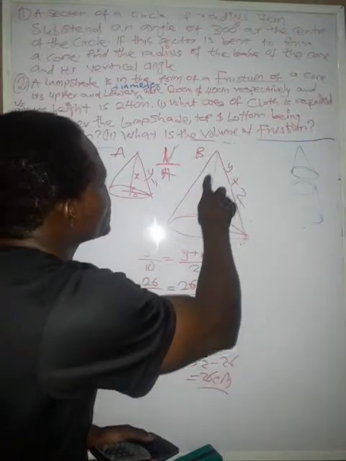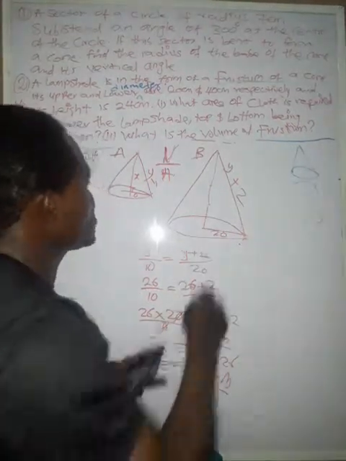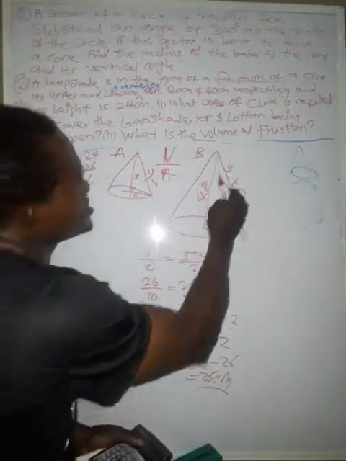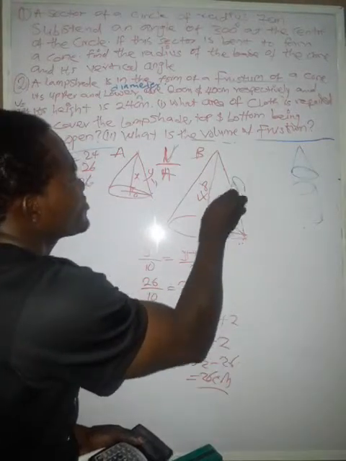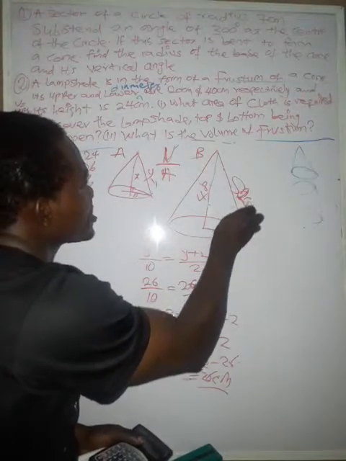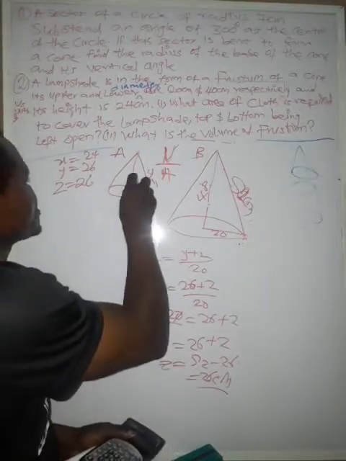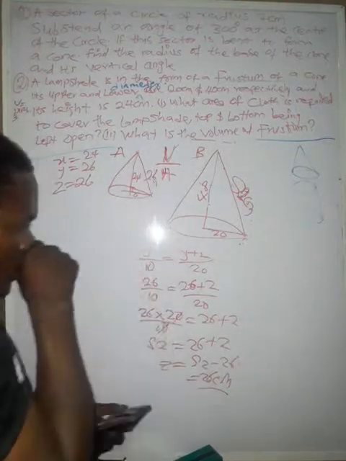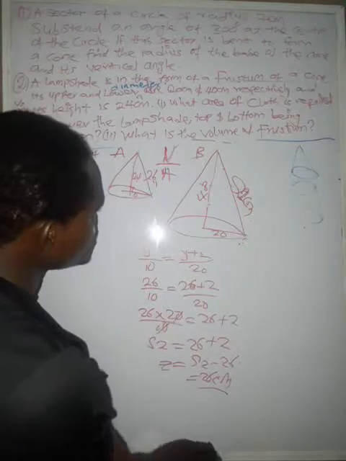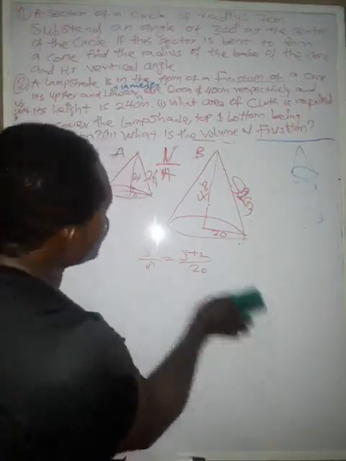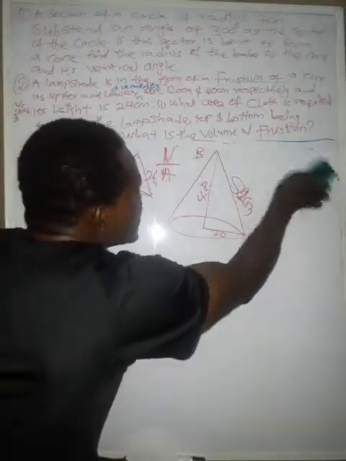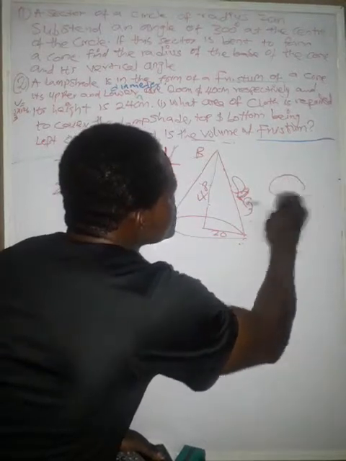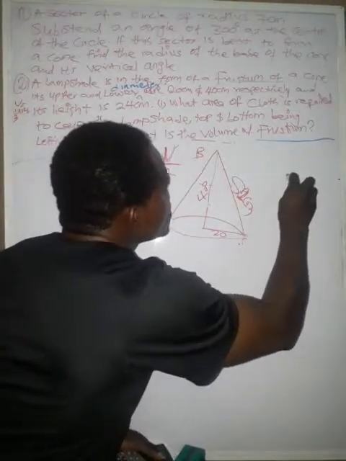Now if I want to redraw this, 24 plus 24 will give us 48. So this one has turned to 48. 26 plus 26, this place has turned to 52 centimeter. Our x is 24 and z is 26. Now that I know all the values in this diagram, don't forget from the question, this is our fulcrum.